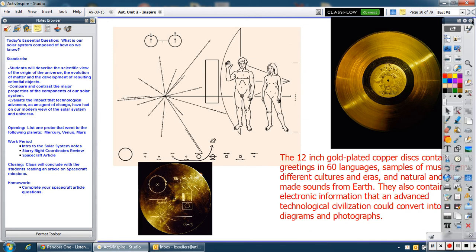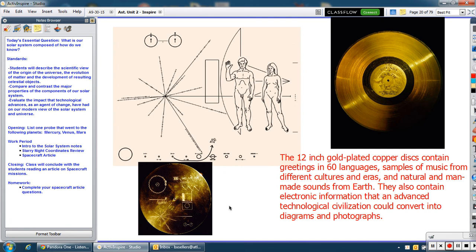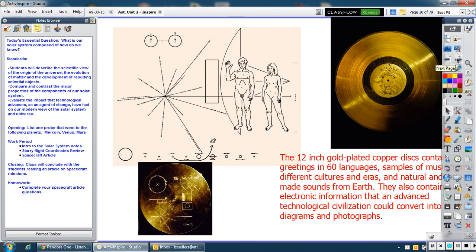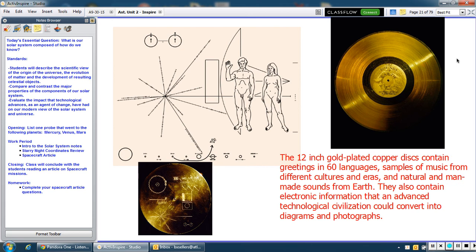This is the information that was presented on the Voyager probes and the Pioneer series. Any probe that's going to go out in the long term is going to be sent out with this kind of information on it, which is pictograph information in case an alien species were to find it. And this disc is sounds of Earth, animal sounds, and hello in lots of different languages and so forth.